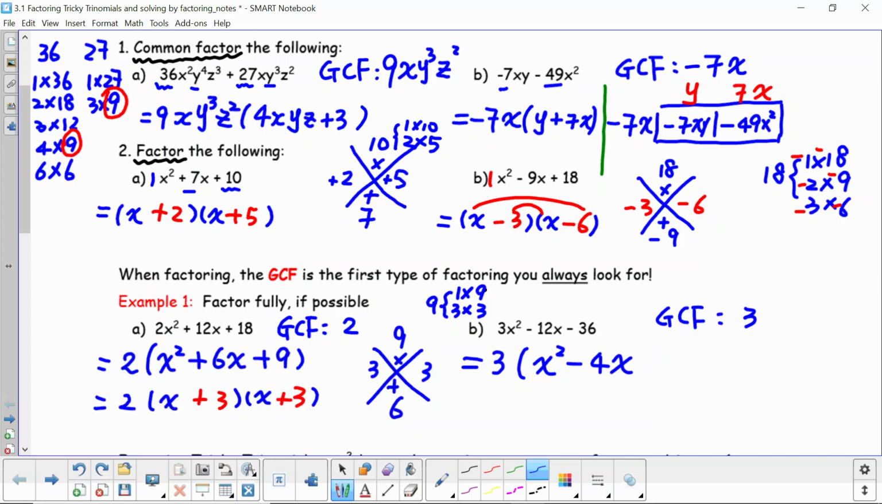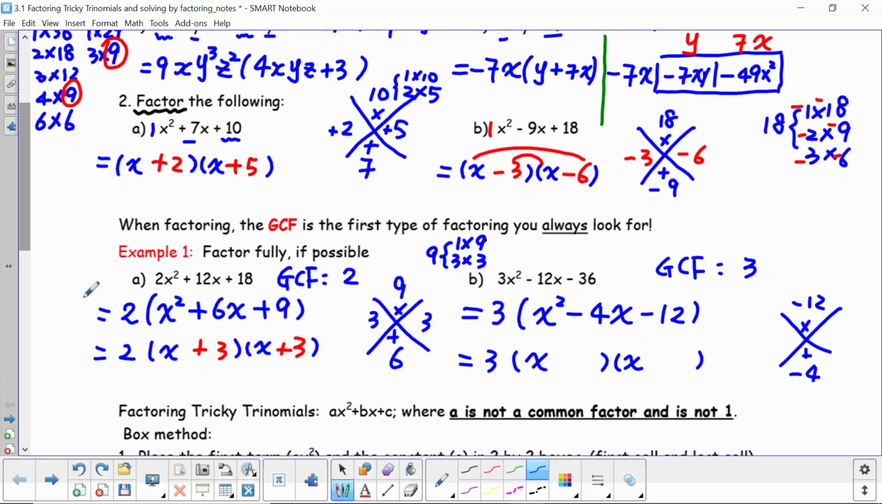-36 divided by 3 is -12. Then inside the bracket, it is a simple trinomial again. We need to factor fully. So if you could find two numbers that multiply together to -12 and add together to -4, then you need to continue. So get your factor number sheet out and find the two numbers.